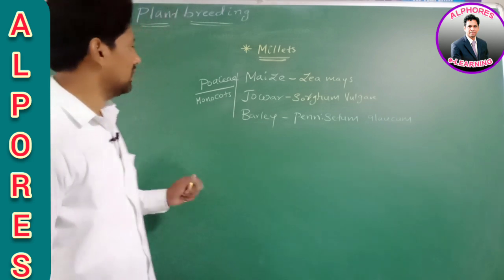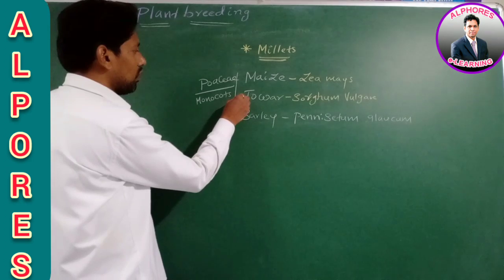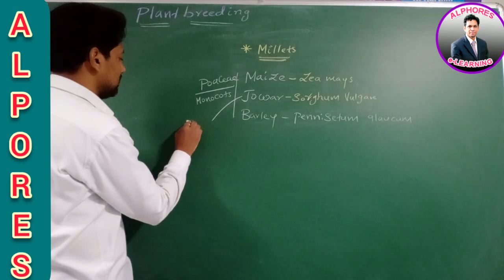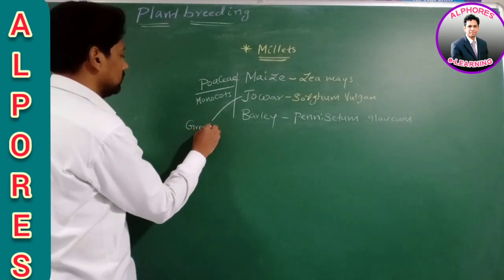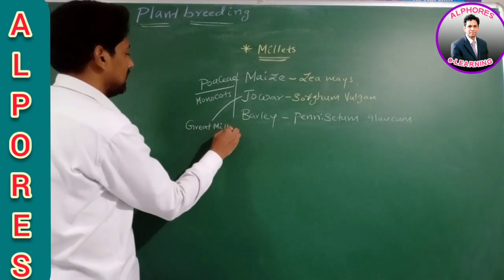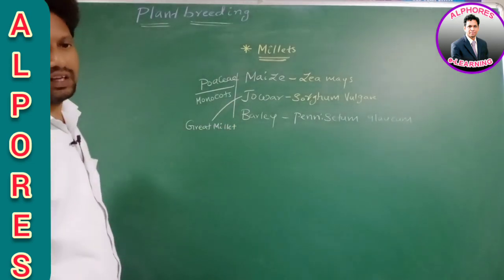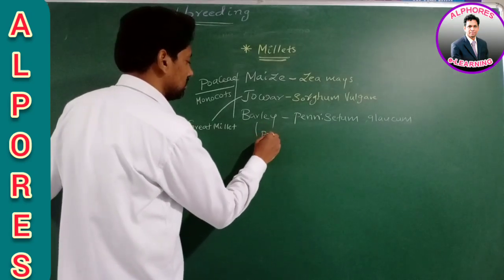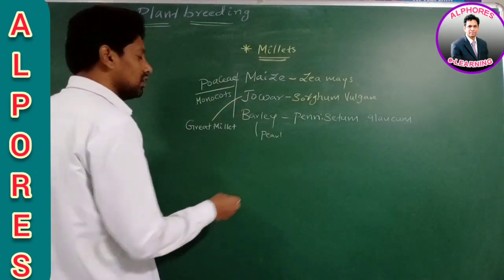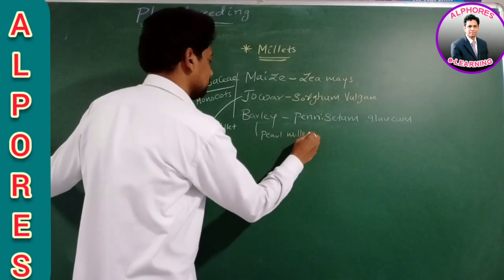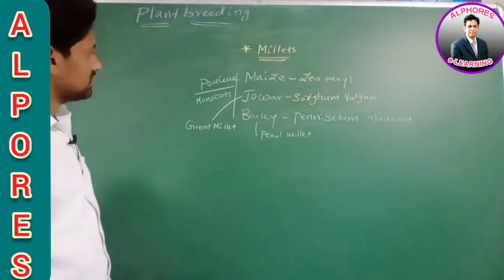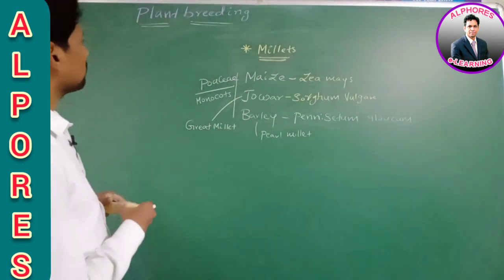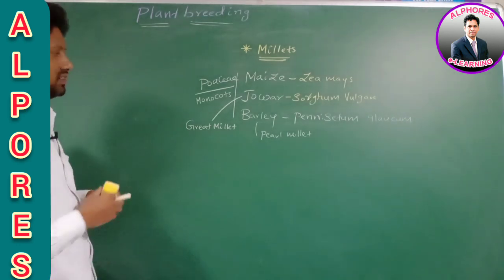Jowar is called great millet, whereas bajra is called pearl millet. Therefore, these are different names. Now we are discussing millets.